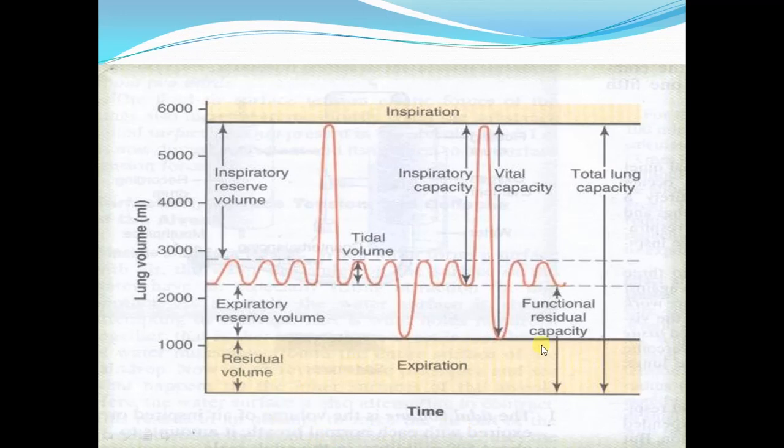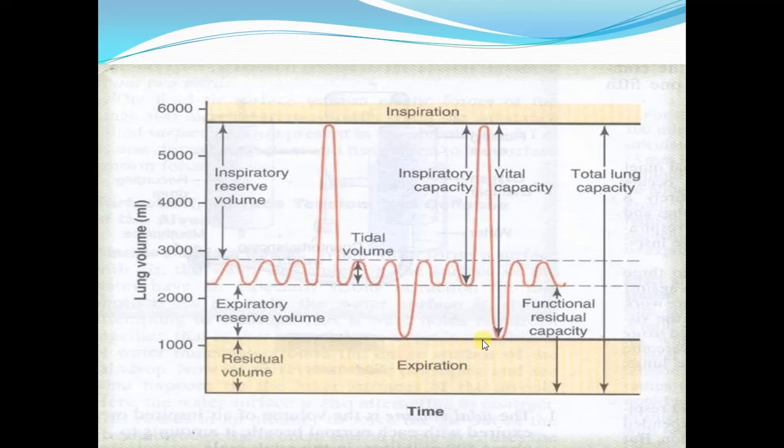4 important lung capacities. So this is the tidal volume, which has a normal value of 500 ml. This is the inspiratory reserve volume with a normal value of 3500 ml, and this is the expiratory reserve volume, which has a normal value of 1100 ml, and this is the residual volume, which has a normal value of 1200 ml. It is the volume of air which is present in the lungs after most forceful expiration.